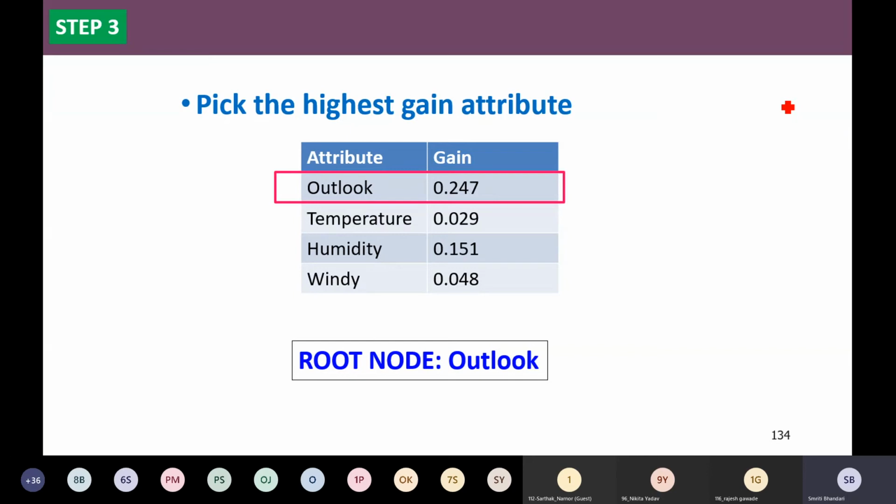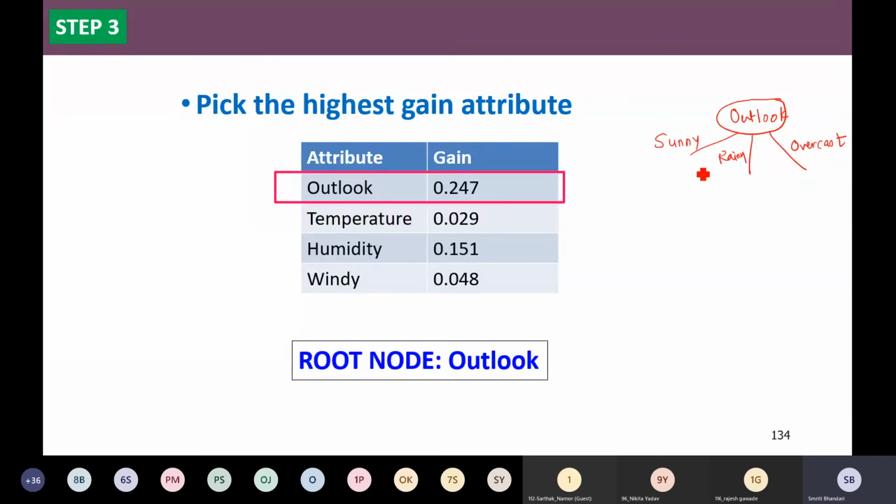Right? So attribute Outlook will be the root node for our decision tree. In our decision tree, we are selecting Outlook as the root node, and we know there are three values for the Outlook, right? Sunny, rainy, and overcast. So we'll be having three branches.